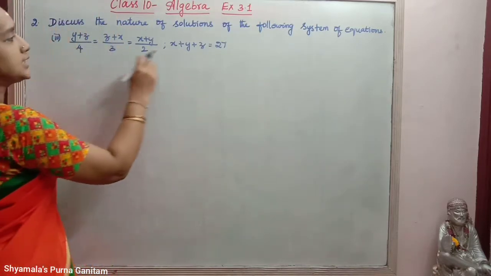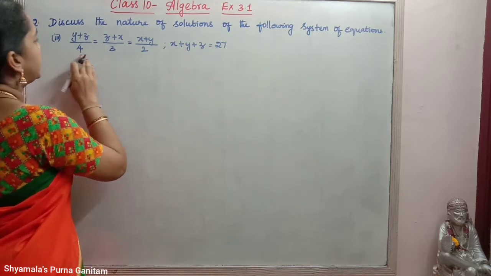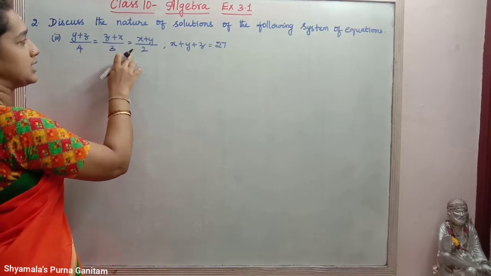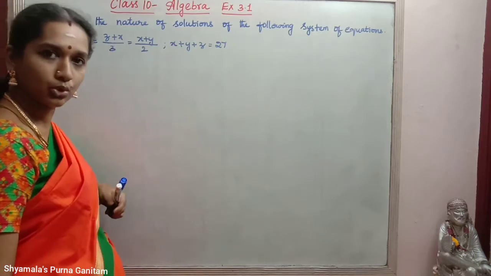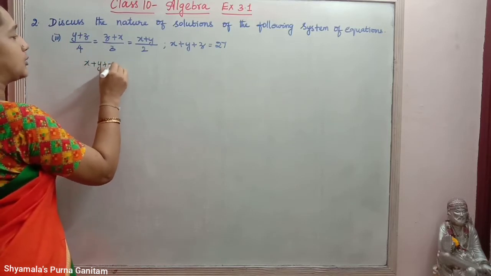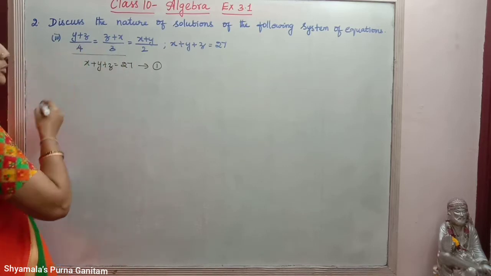So the third one is here: x plus y plus z is given as 27, and then it is given like this: (y plus z) by 4 is equal to (z plus x) by 3 is equal to (x plus y) by 2. So we will take x plus y plus z is equal to 27 as the first equation. First two expressions, these two we will take.